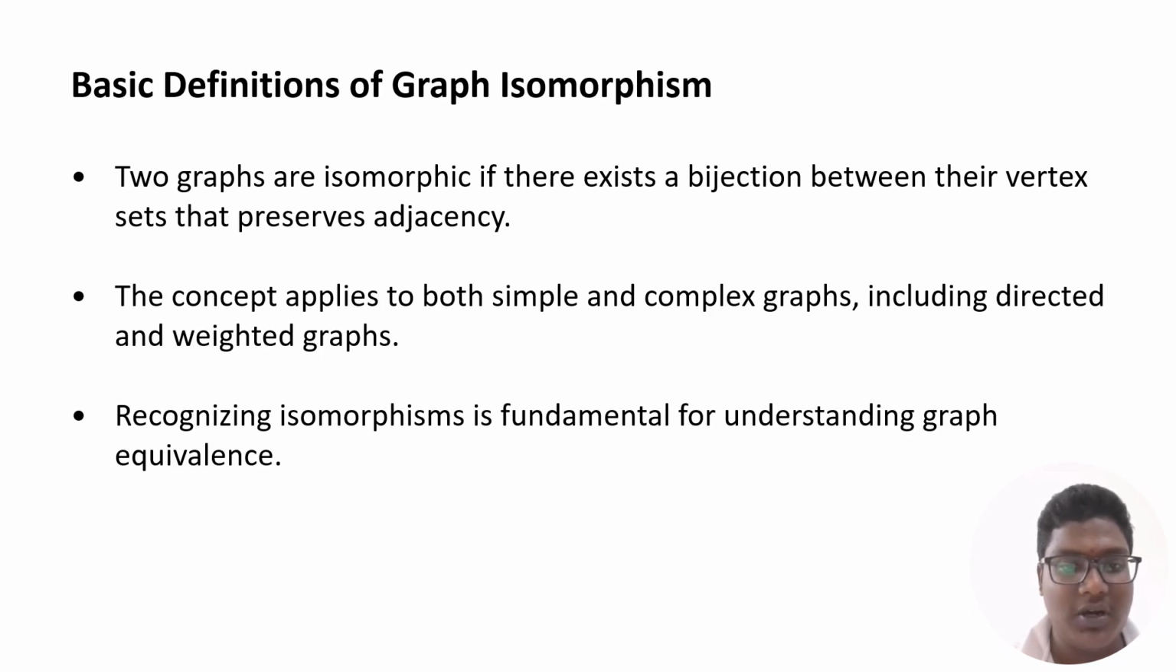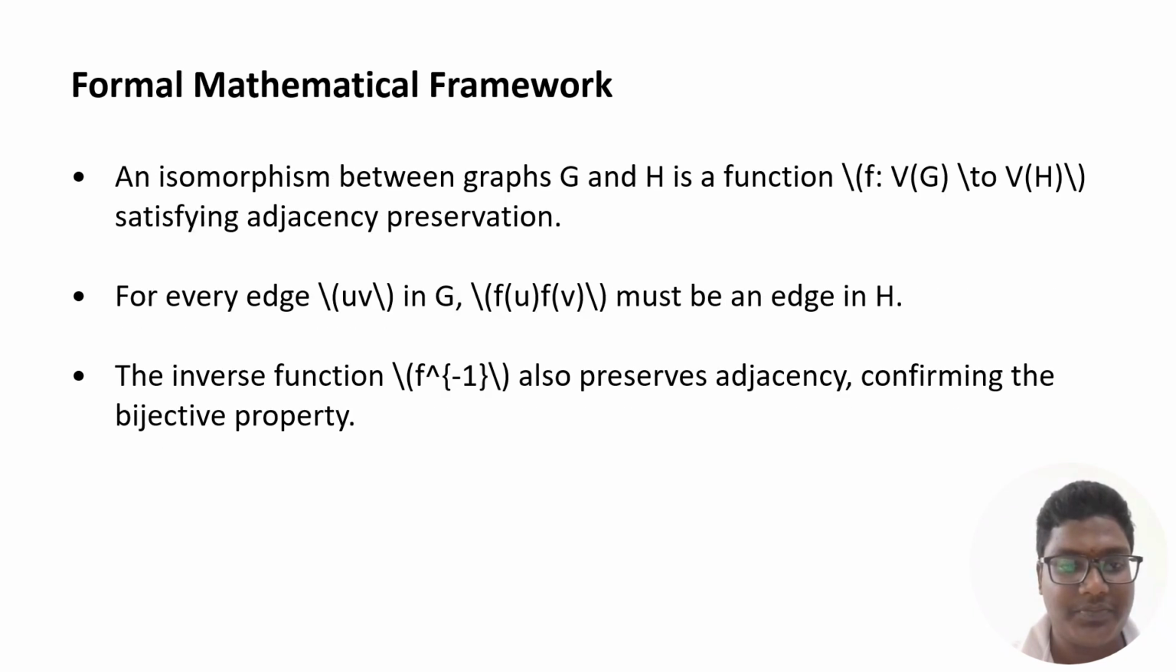Basic definitions of graph isomorphism. Two graphs are isomorphic if there exists a bijection between their vertex sets that preserves adjacency. The concept applies to both simple and complex graphs, including directed and weighted graphs. Recognizing isomorphisms is fundamental for understanding graph equivalence.